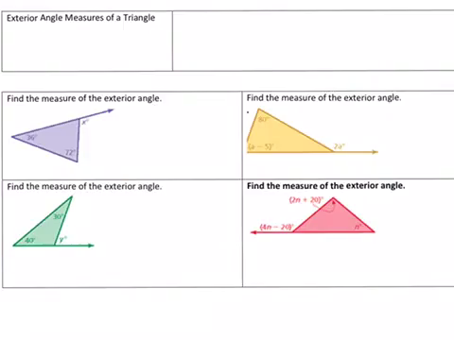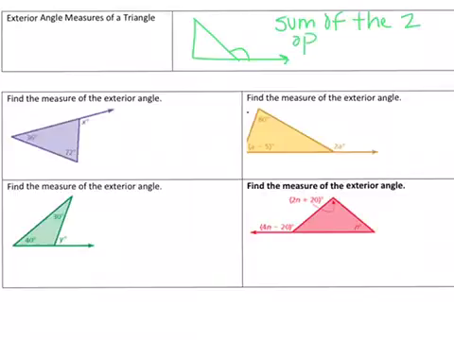The exterior angles of a triangle are a little different. So when we have a triangle and we extend it, we have an exterior angle right here, okay? So the deal is the exterior angle is the sum of the two opposite interior angles. So what's happening here, opposite interior angles.